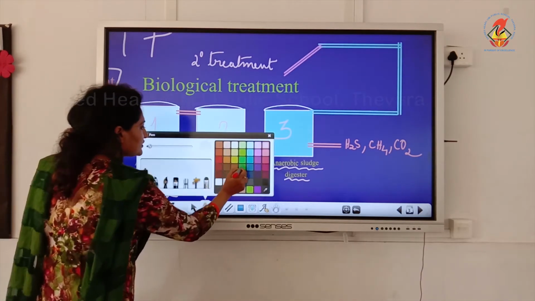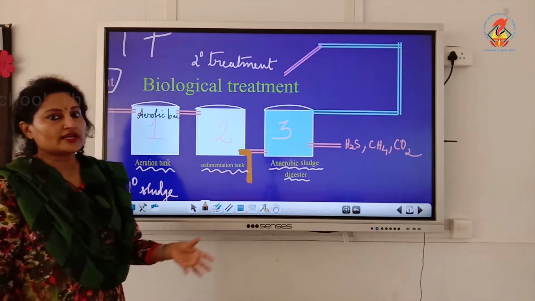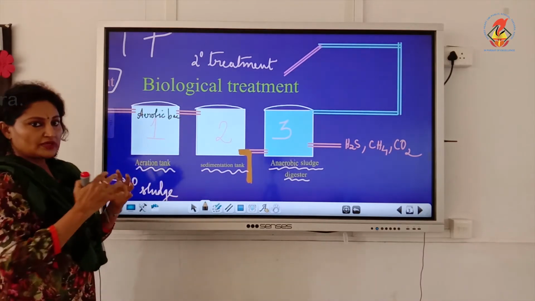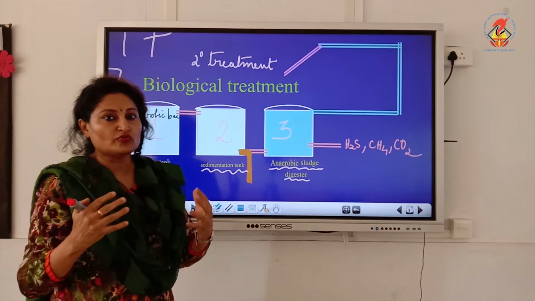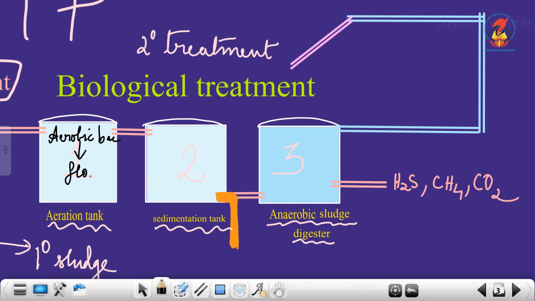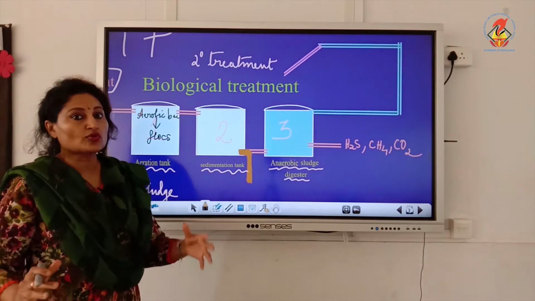In the aeration tank, what happens? As the name suggests, you can guess, aerobic bacteria is present. So, very important, aerobic bacteria is present. You know the difference between aerobic and anaerobic bacteria. Aerobic bacteria decompose the organic matter in the presence of oxygen. Now, this aerobic bacteria is facilitated to grow vigorously into flocks. So the conditions prevailing in the aeration tank are conducive for the aerobic bacteria to grow vigorously into flocks.